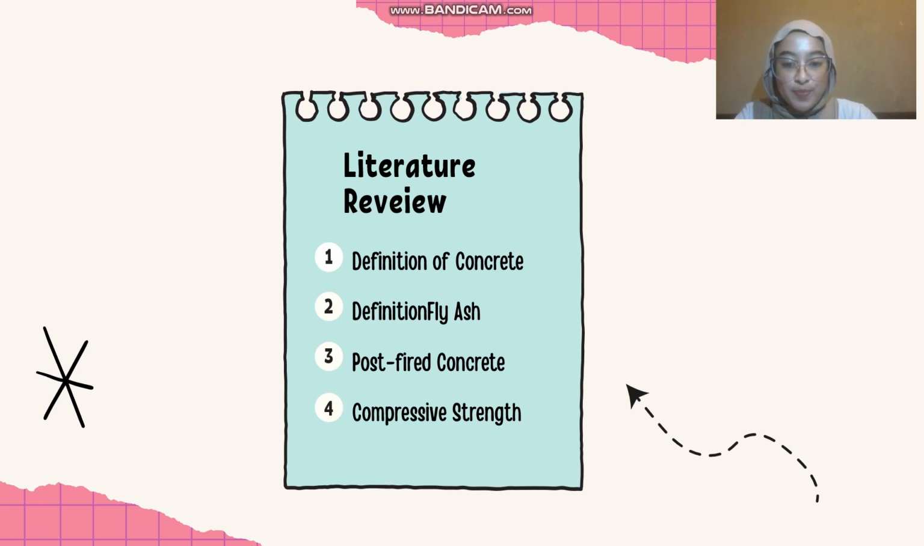The fourth, compressive strength. Compressive strength of concrete is the ability of hardened concrete to withstand compressive forces for a unit area of the concrete surface. In implementation in the field, several factors influence the strength of concrete.